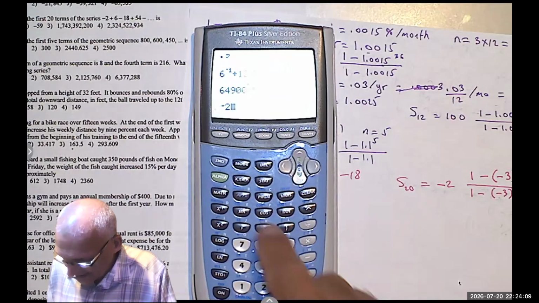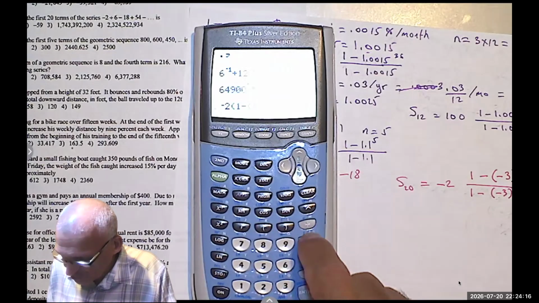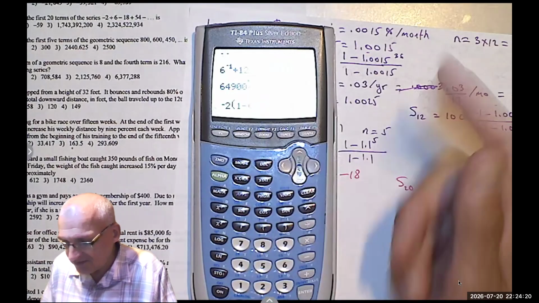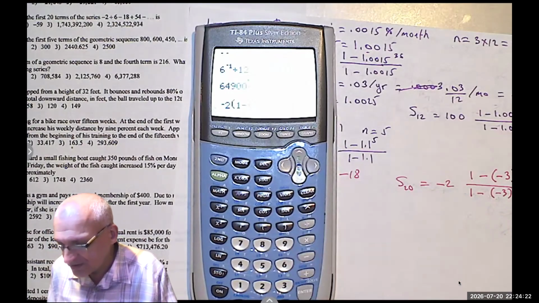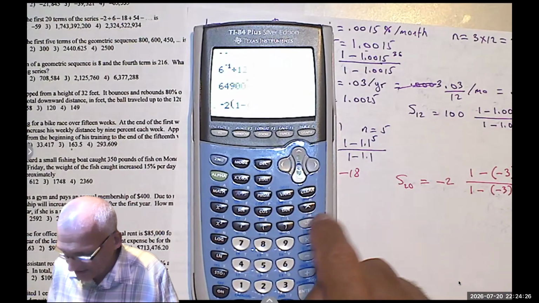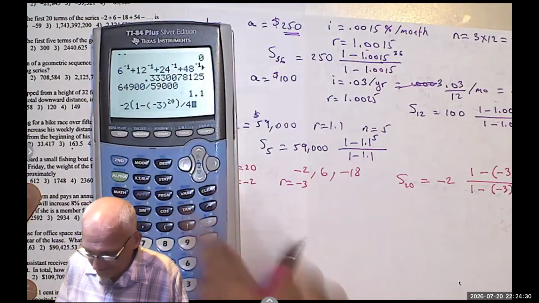-2 times 1 minus, open parentheses, -3 to the 20th power. It doesn't matter negative or positive, because -1 to the 20th power is positive, divided by 1 minus -3, which is 4. And that basically is the answer.